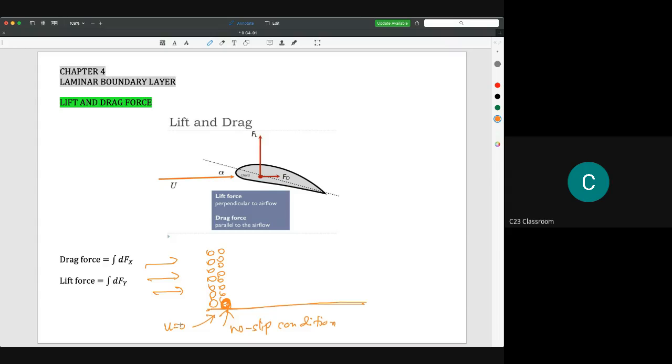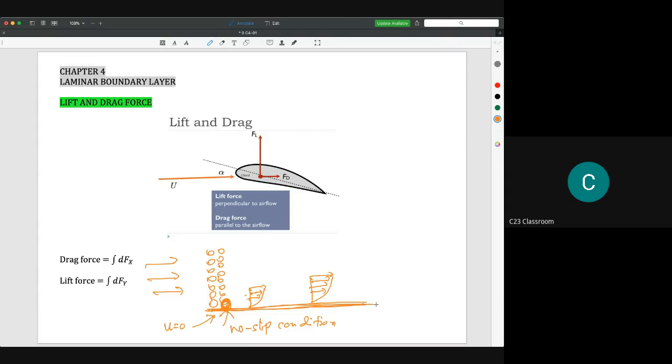So I think you already know about this one. That's why we could draw a velocity distribution like this. So we have a velocity distribution like this, and this velocity distribution actually becomes bigger and bigger when the distance from the surface increases.